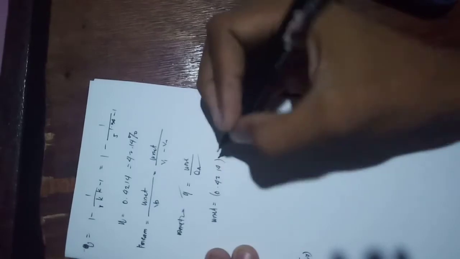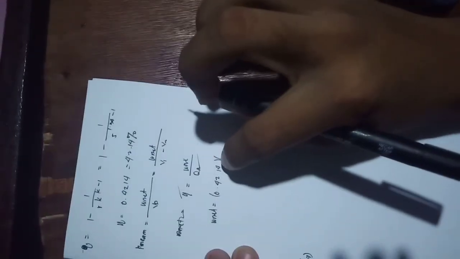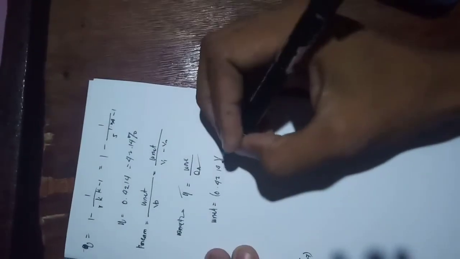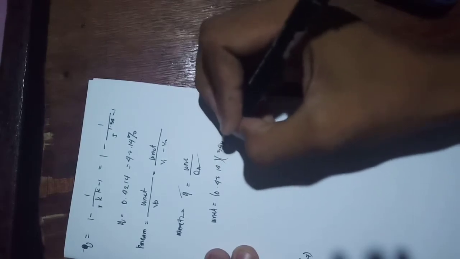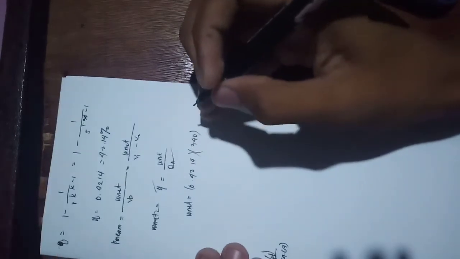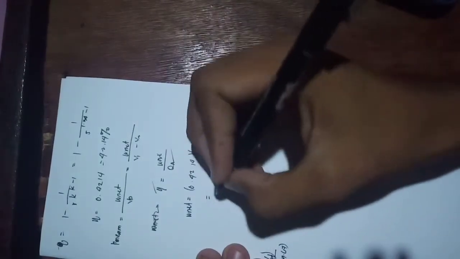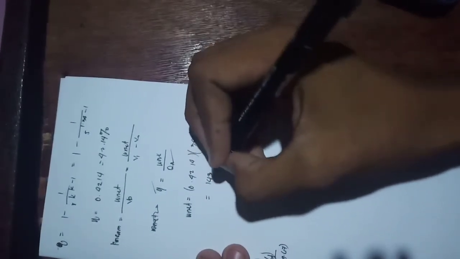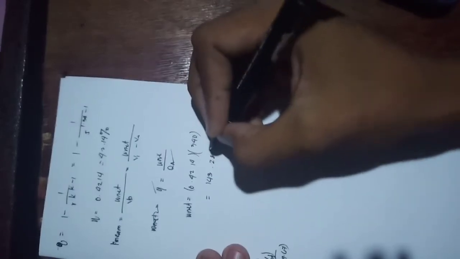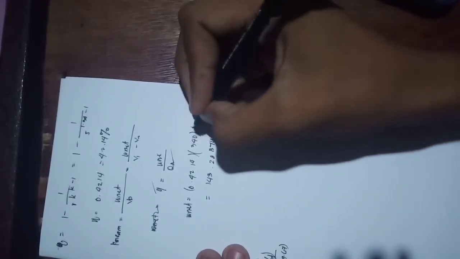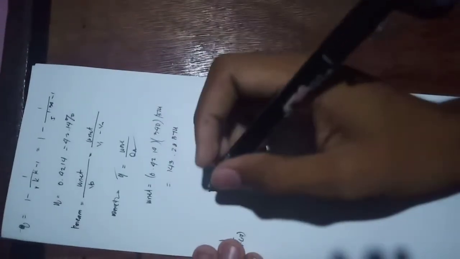Work net is equal to 0.4214, so this is the thermal efficiency, and 344 is the heat. So we can get 143.28 BTU, since this is BTU.